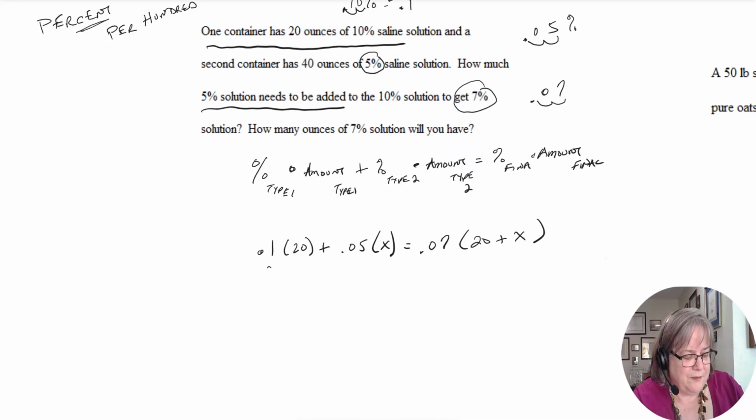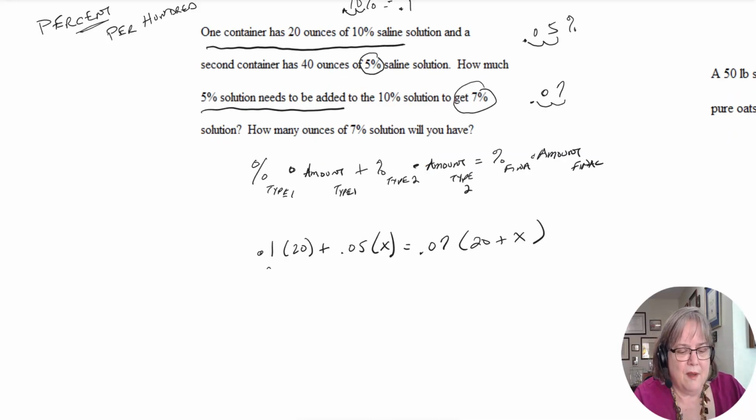So here we go. 0.1 times 20 is 2. I keep giving you the answer before I actually write it down. 0.1 times 20 is 2, right? 0.05 times x is 0.05x equals 0.07 times 20, which would be 1.4, and 0.07 times x is 0.07x.